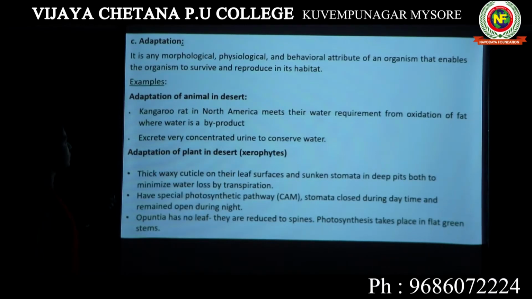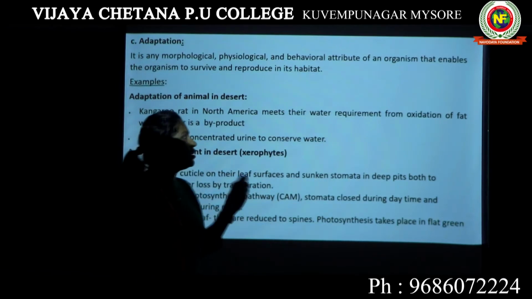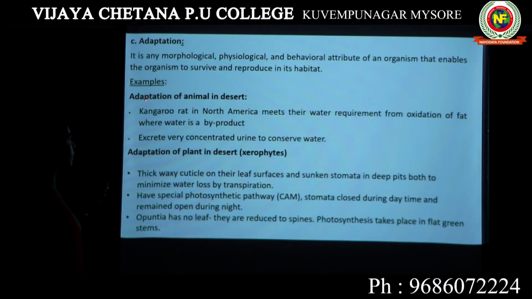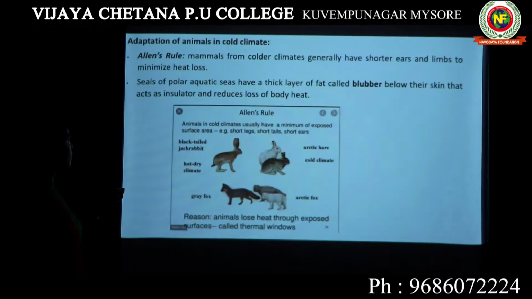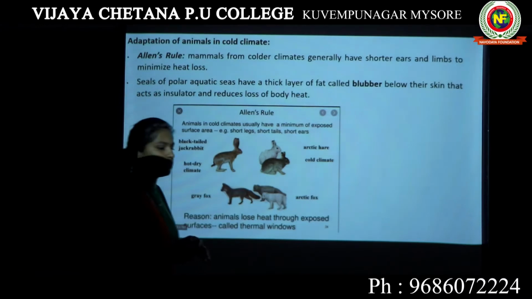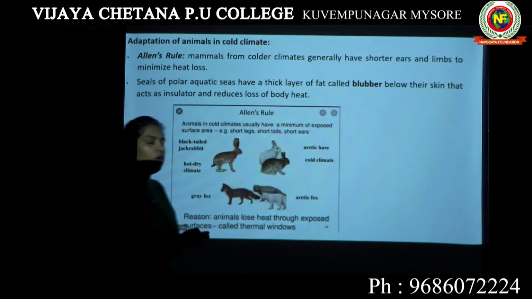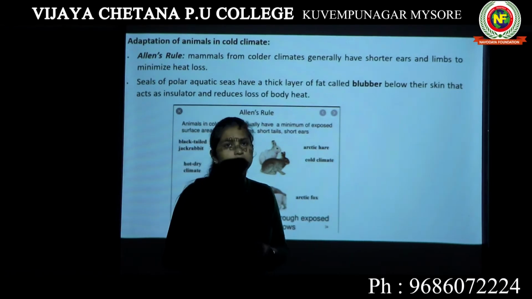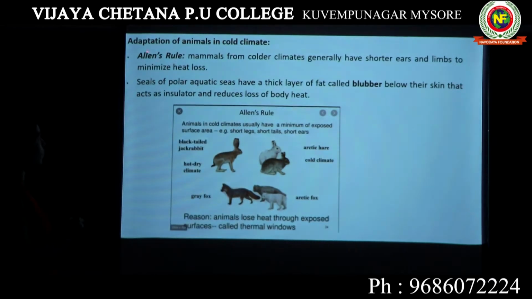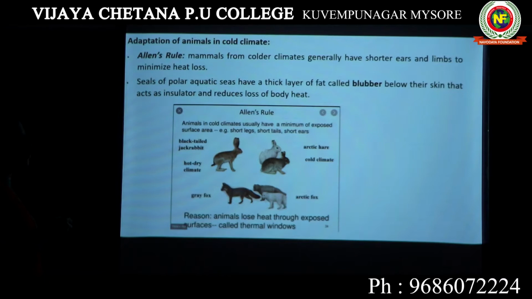Under adaptation we have already started with the explanation of how adaptation of animals happens in the desert and how adaptation of plants happens in the desert. Today's class we will see how organisms cope with the changing environment in cold climate, otherwise, how organisms survive in cold climate. For this, there is a rule known as Allen's rule. If you read the rule, mammals from colder climates generally have shorter ears and limbs to minimize heat loss.